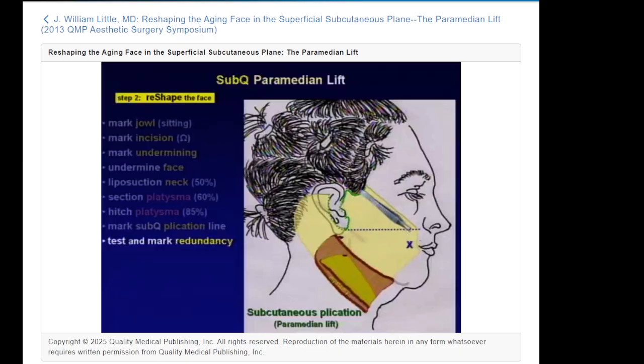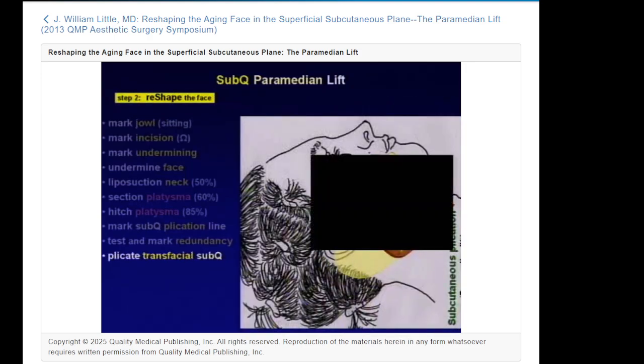But what I really come here for is this. I draw a blue line from the base of the nose to the base of the ear, and then assess how much redundancy there is in the fatty layer. I mark that, and then elevate the one line to the second line with simple running 4-0 PDS. And that's my facelift, and it's transfacial. It's across the whole face with a purely vertical vector.